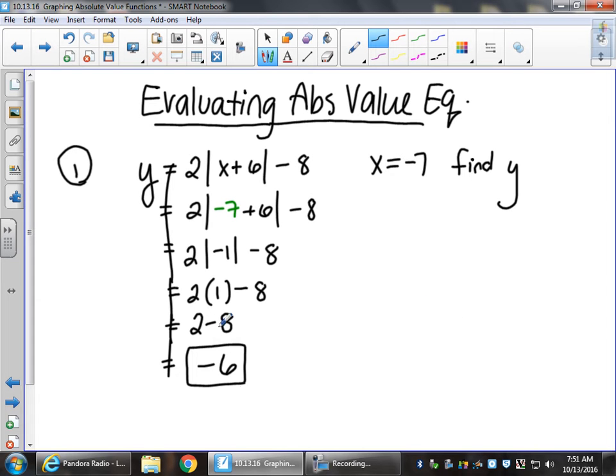Because we're actually solving for y. I have actually nothing to add over here. So because my actual function started off as y equals, as soon as I'm done doing this evaluating, I actually get my answer.